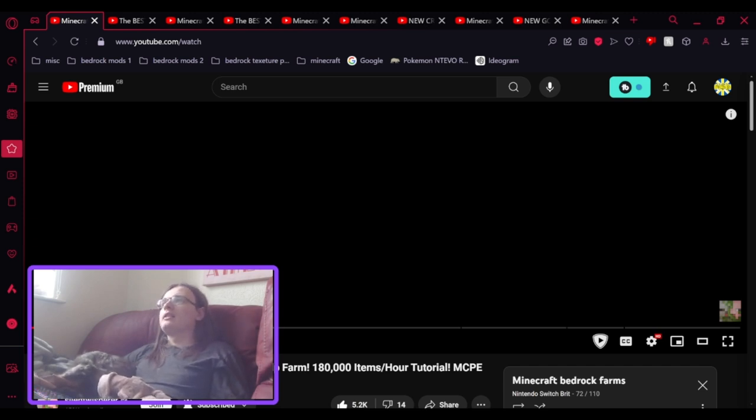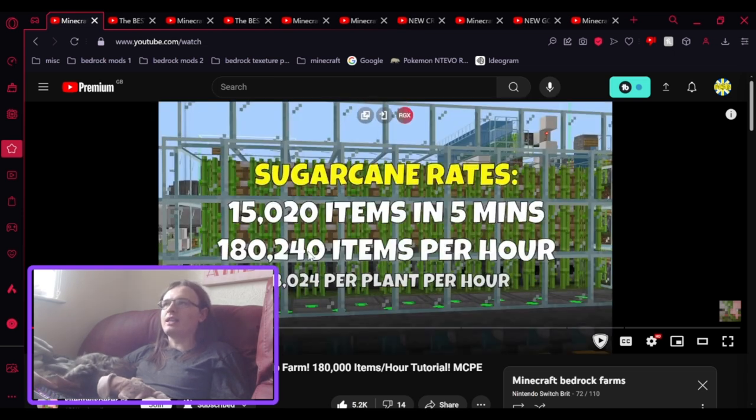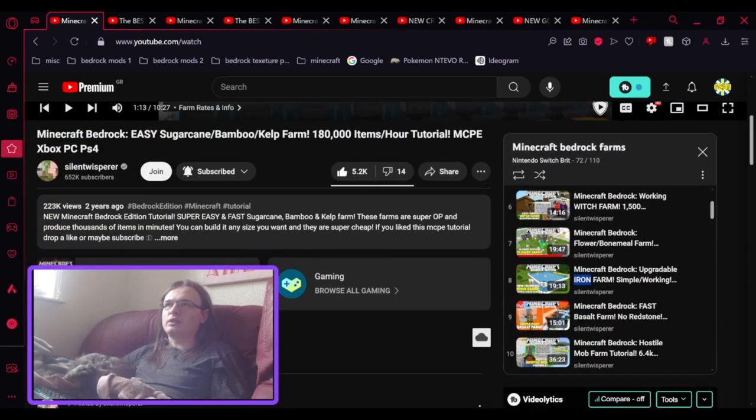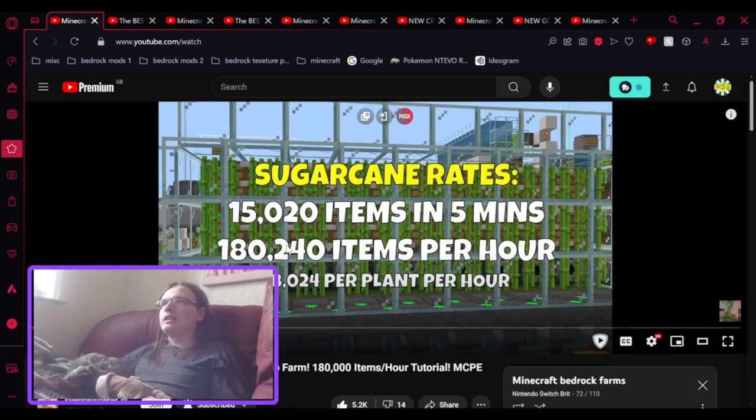But yeah. So the first one is a bone meal powered sugarcane farm. And as you can see here, this one's by Silent Whisperer. I'll just scroll down so you can see all that. This produces 15,020 items in 5 minutes, or 180,240 items per hour. Now, I decided to start with this one because it's going to be easy to work this out. Well, I didn't start, but it was one of the first ones.